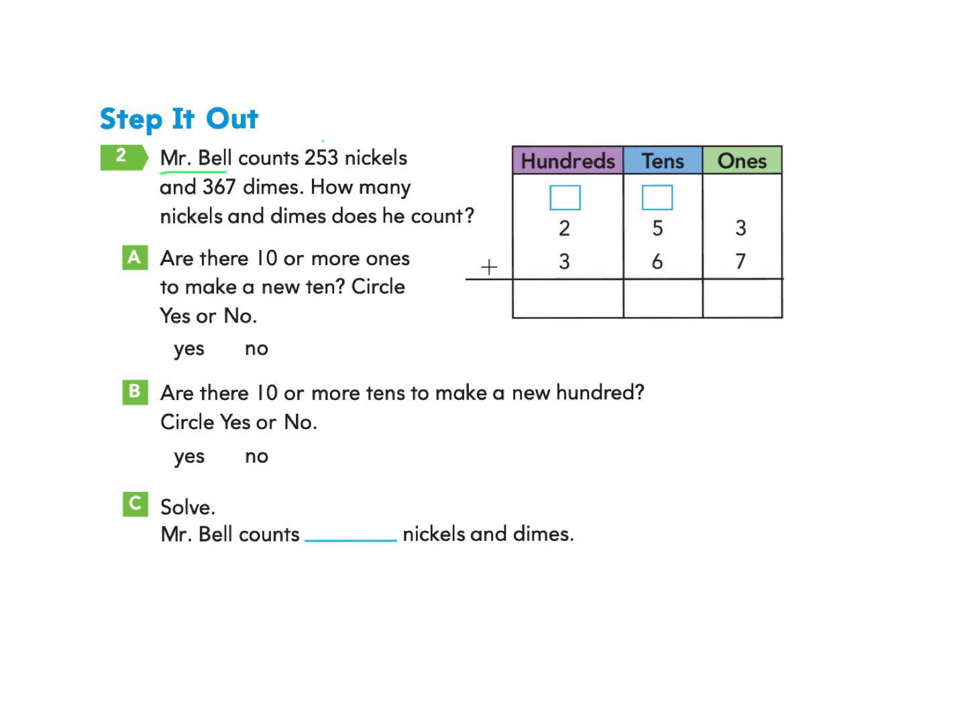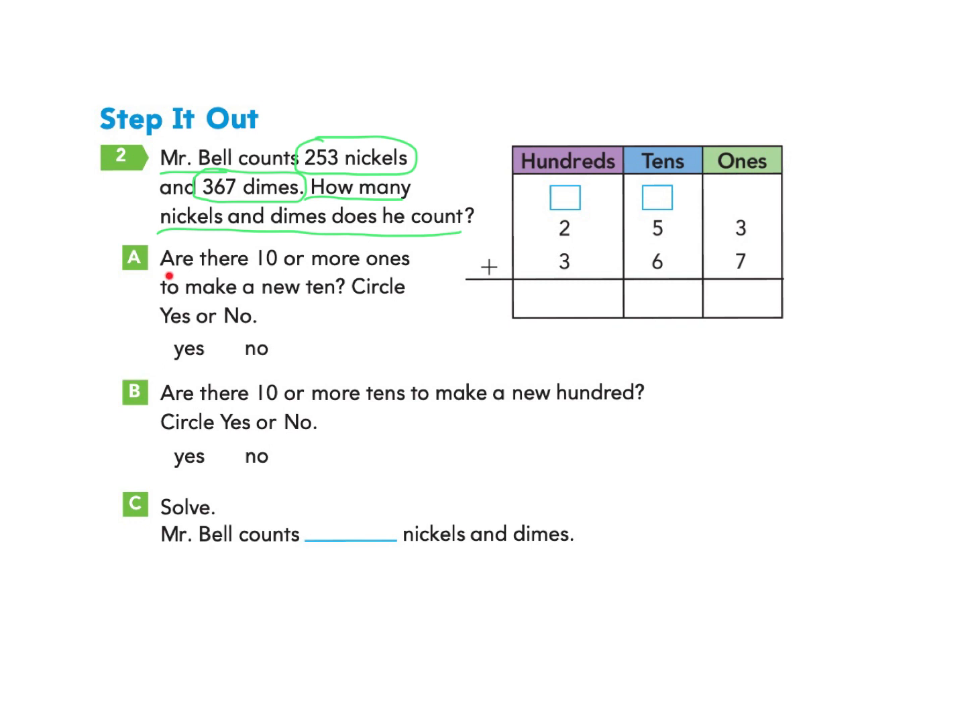Mr. Bell counts 253 nickels and 367 dimes. How many nickels and dimes does he count? They have created a great chart here for you with the hundreds, tens, and ones, writing 253 for the nickels and 367 for the dimes. You may want to pause this video and try this part on your own. You can come back to check your answer or continue to follow along with me.